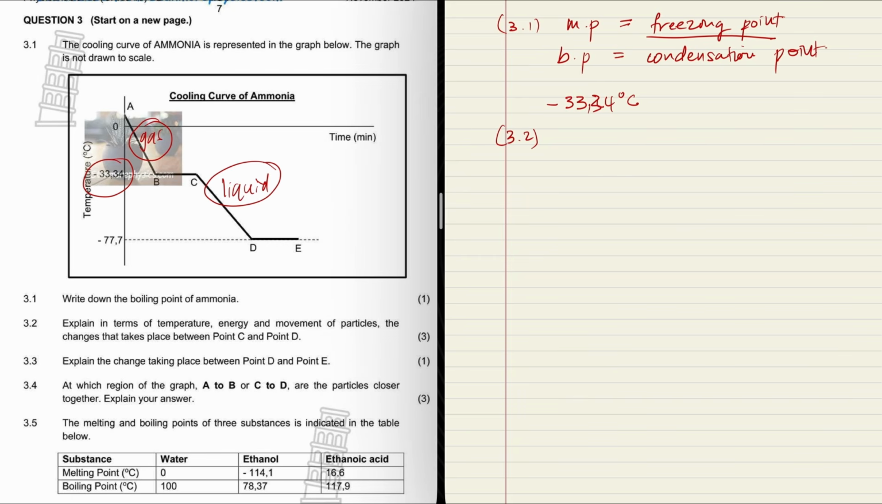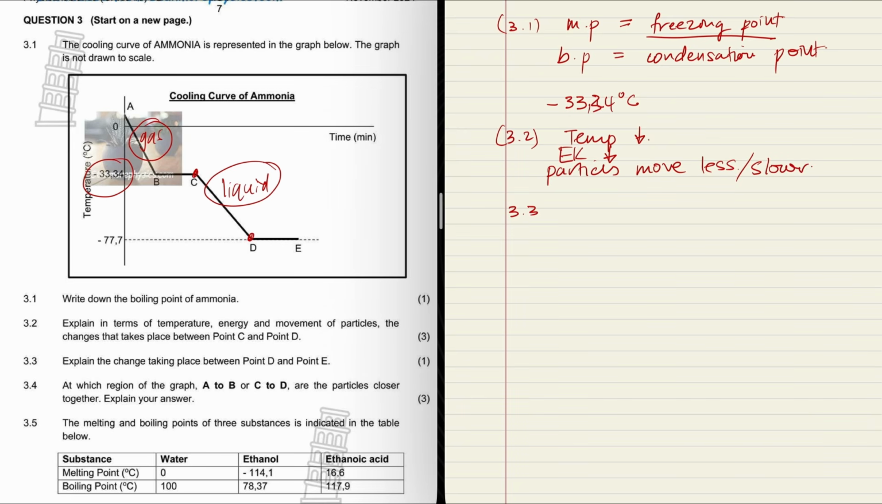Moving on to question 3.2. Explain in terms of temperature, energy, and movement of particles the changes that take place between point C and D. So between this point and this point, what's happening to the temperature? The temperature is decreasing. Then in terms of the energy, the kinetic energy is decreasing as well, because remember that temperature and kinetic energy are related. The higher the temperature, the higher the kinetic energy, and vice versa. And movement of particles: if the kinetic energy is getting lower, the particles are moving less. So particles move less, or they move slower.